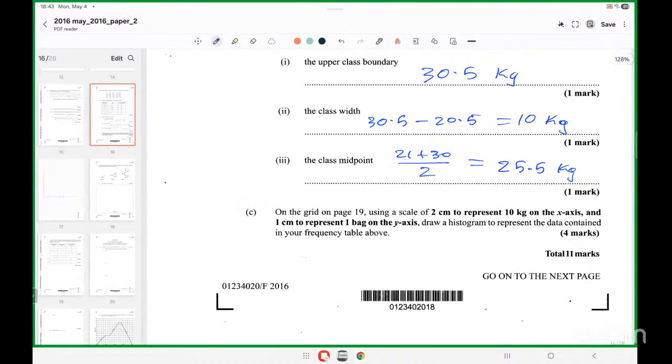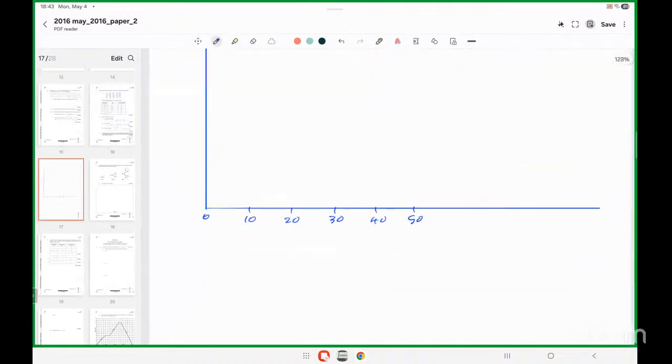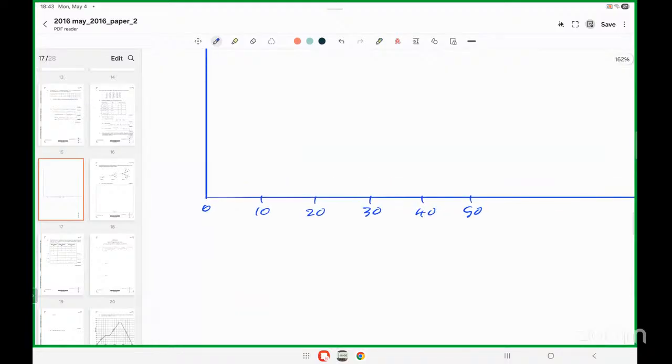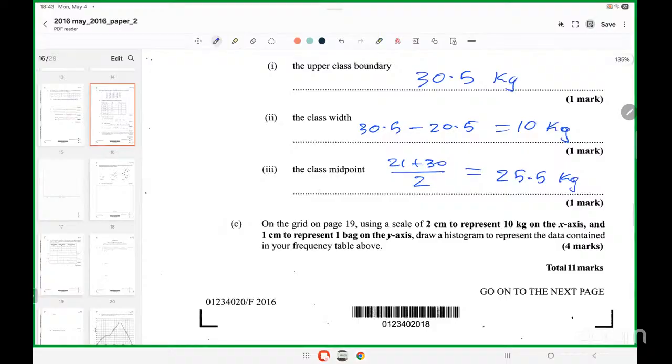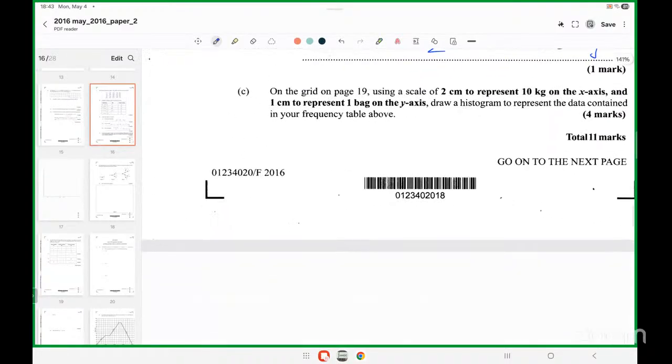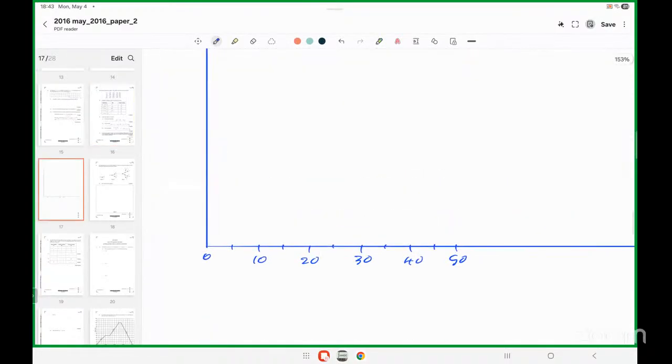They say 2 centimeters to 10 on the x-axis. So you put in a 1 centimeter mark. These are my 1 centimeter marks now. And on the y-axis, they say 1 centimeter to 1 bag. So let's go: 1 bag, 2 bags, 3 bags, 4 bags, 5 bags, 6 bags.